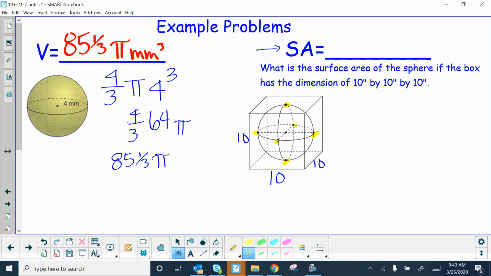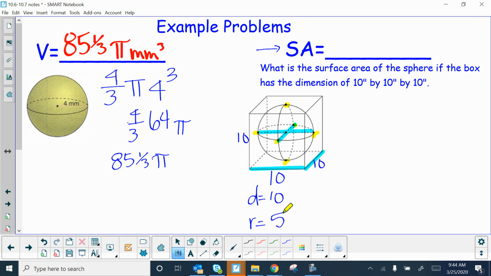So basically, what that's telling you is that this length right here is how big? The same as this, which is 10. This length right here is as big as this length right here, which is 10. So the diameter of the sphere is 10. So if the diameter of the sphere is 10, what does that tell you about the radius? The radius is always half of the diameter, so that's 5.